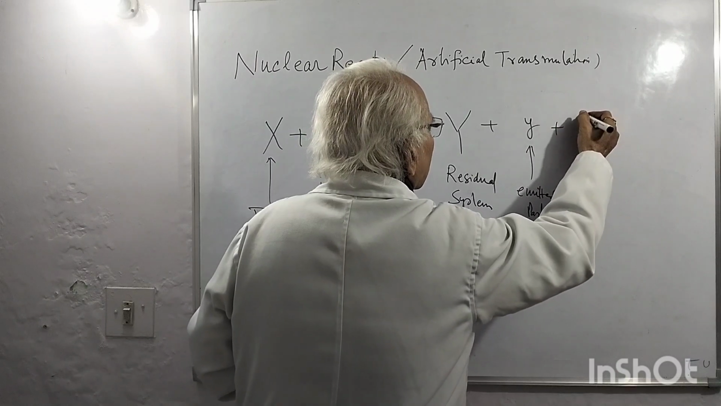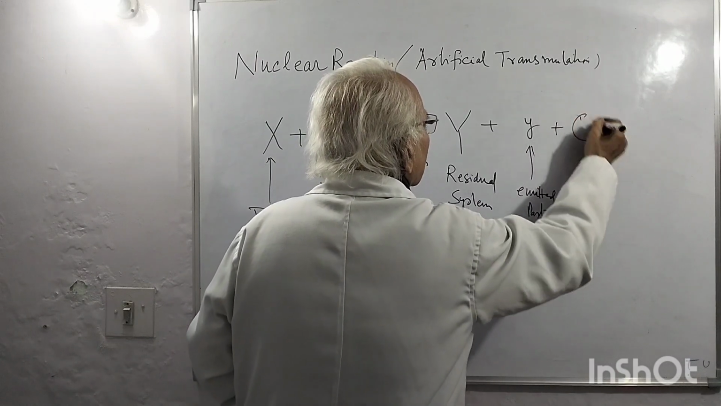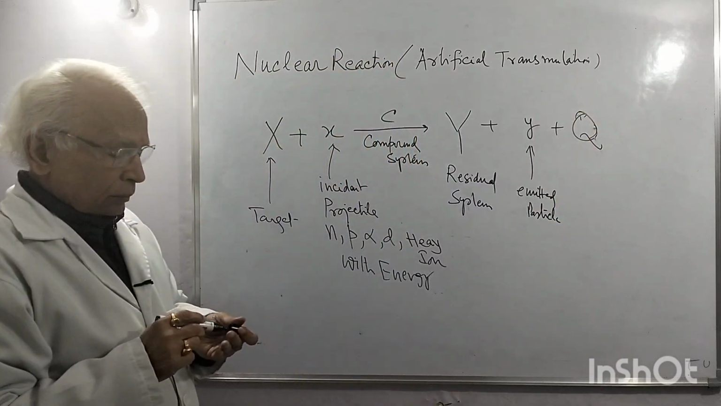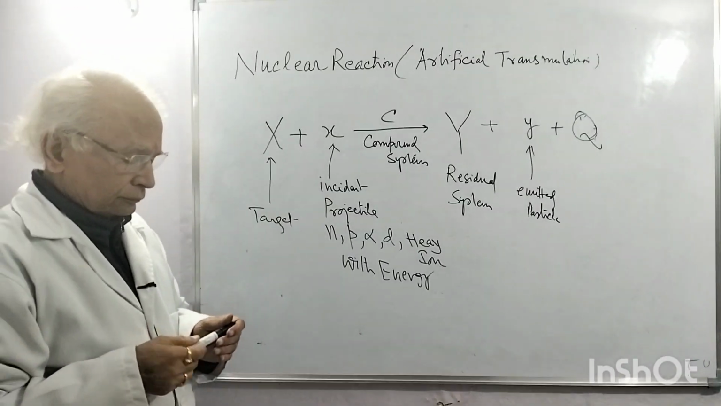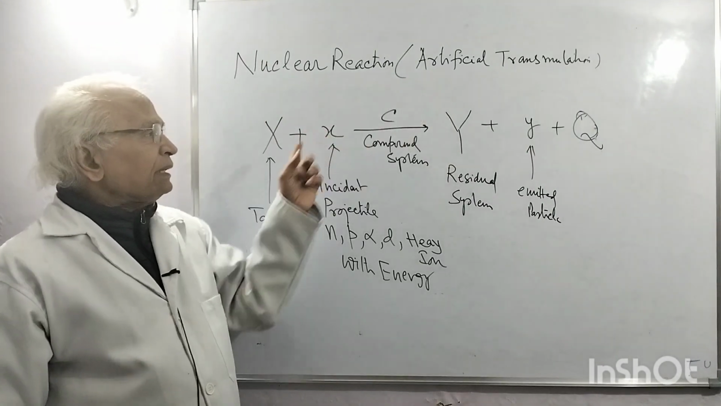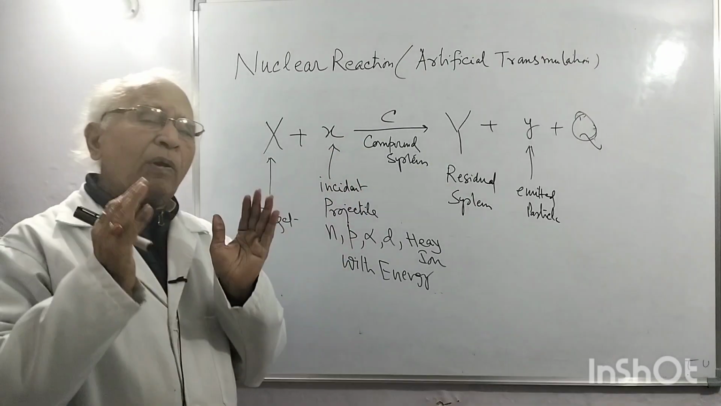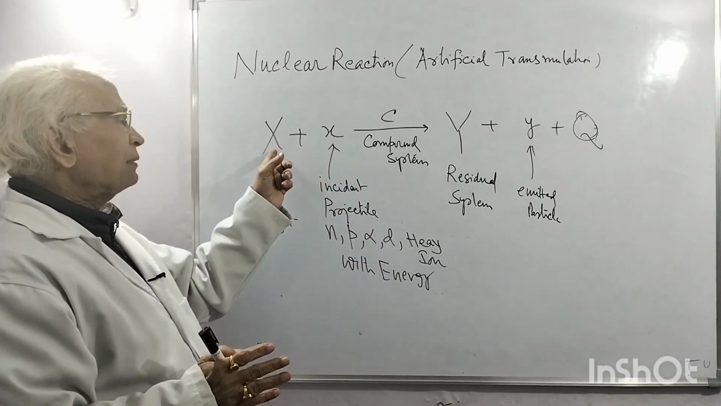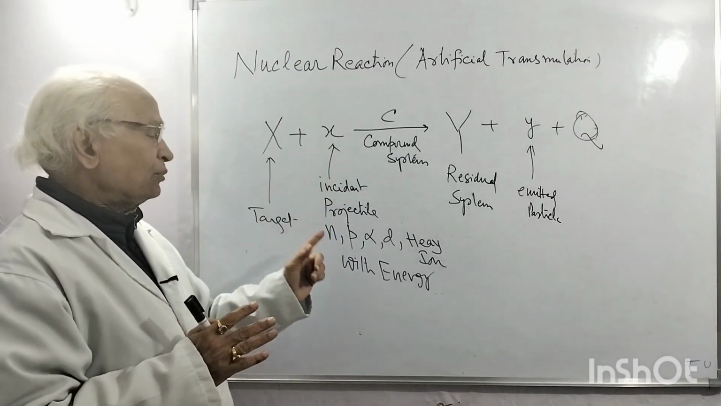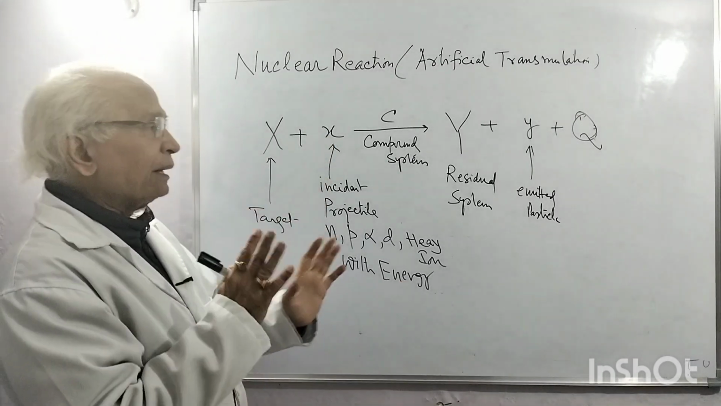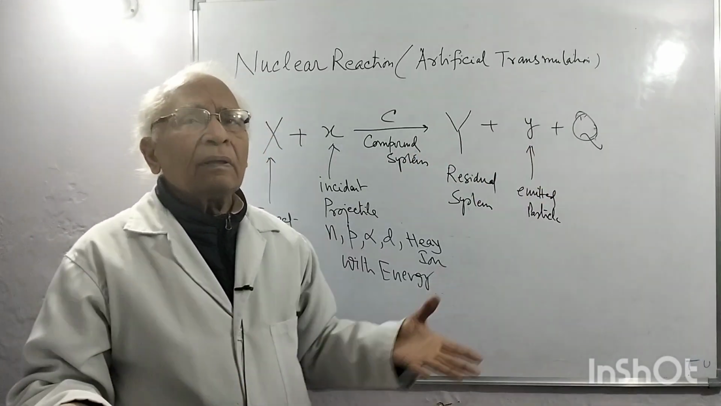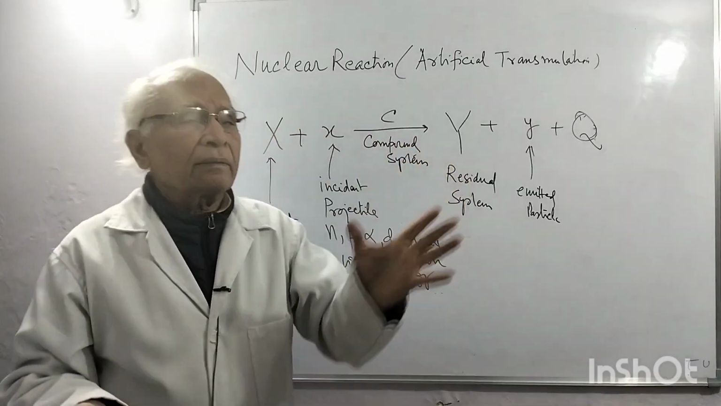Plus energy, or you write Q. There is the energy. So this type of artificial transmutation means you are bombarding a suitable target nucleus by a suitable projectile of a suitable energy to get this Y and this emitted particle. This is called nuclear reaction.